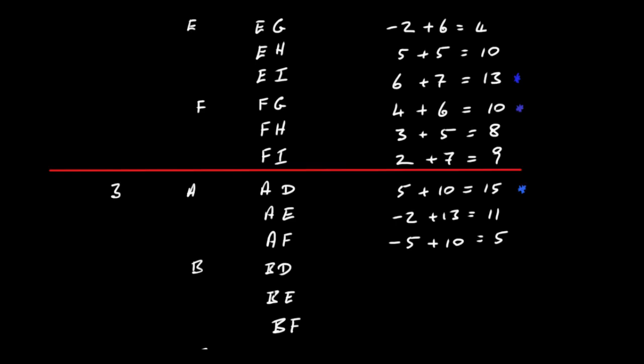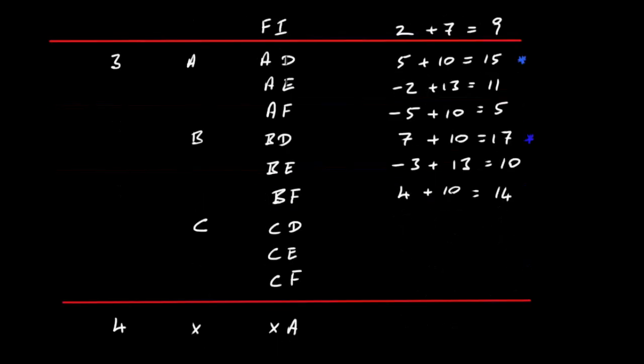We have B to D, which is 7, and D is 10, so that's 17. B to E has a value of -3. We're going to add 13, which gives a net value of 10. And then we have B to F, which has a value of 4. We're going to add 10, gives a net value of 14. Highest one there is 17, so we start at 17.